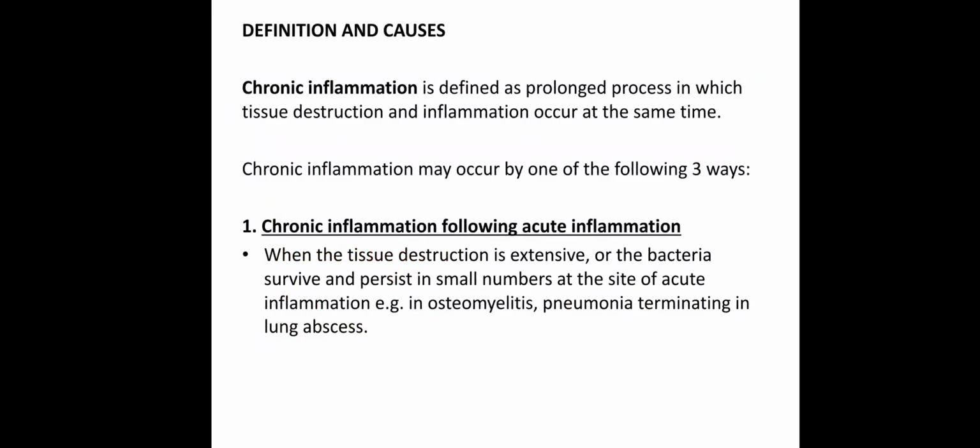Coming to the definition and the causes, chronic inflammation can be defined as the prolonged process in which tissue destruction and inflammation occur at the same time. It can occur in three following ways. Number one is following acute inflammation, when the tissue destruction is extensive or the bacteria survive and persist in small numbers at the site of acute inflammation. Example in osteomyelitis, pneumonia terminating in lung abscess.